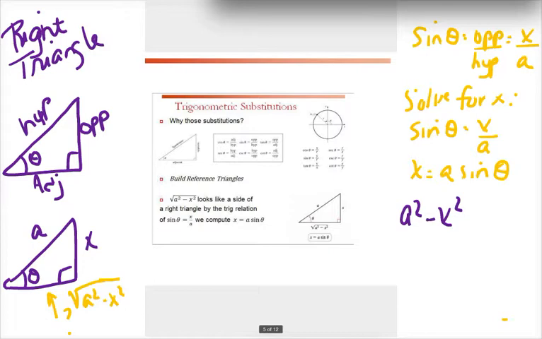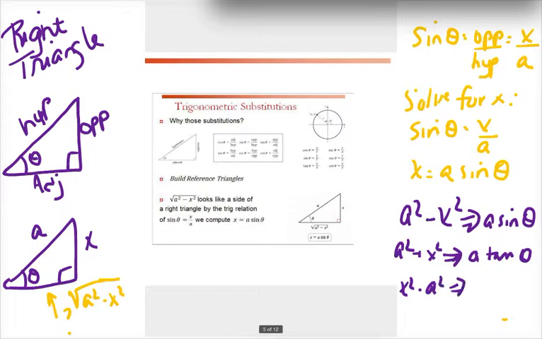So when you see an a squared minus x squared, we're going to substitute with a sine of theta. And you could use this argument for tangent and secant as well. But when you see an a squared plus an x squared, we're going to substitute with a tangent of theta. And when you see an x squared minus an a squared, you're going to substitute with a secant of theta.